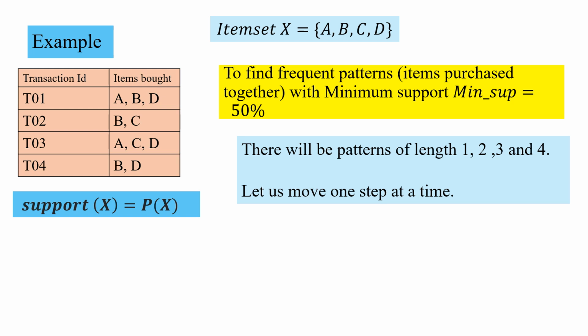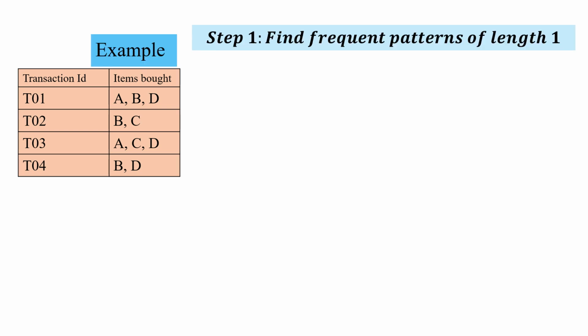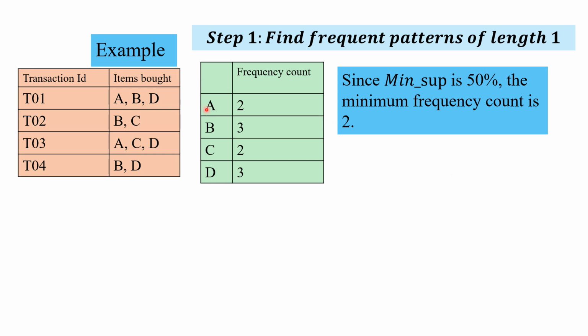So we simply move ahead with the example in an intuitive manner and then later on discuss the algorithmic part of it. So in step 1, we find frequent patterns of length 1, individual items. So the items are A alone, B, C and D, and we find the frequency counts. So we see here that A has occurred twice, B has occurred in 3 transactions, T01, T02, T04, and similarly we get the counts for C and D.